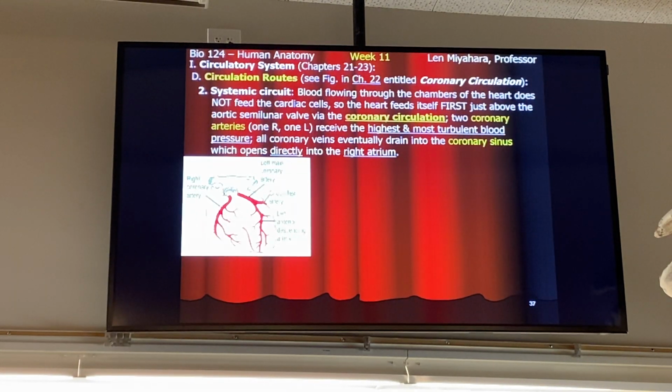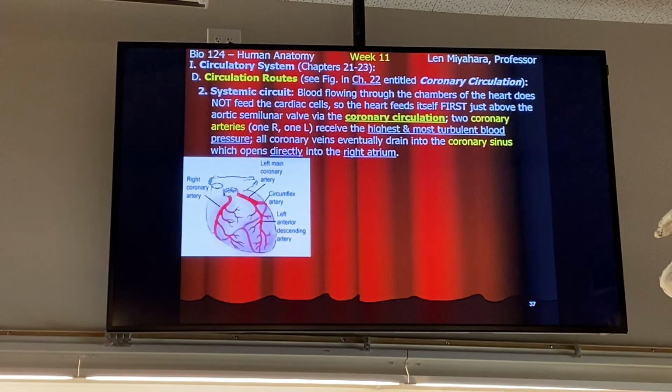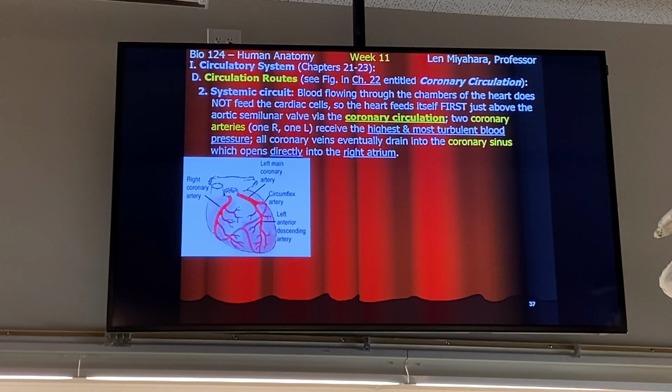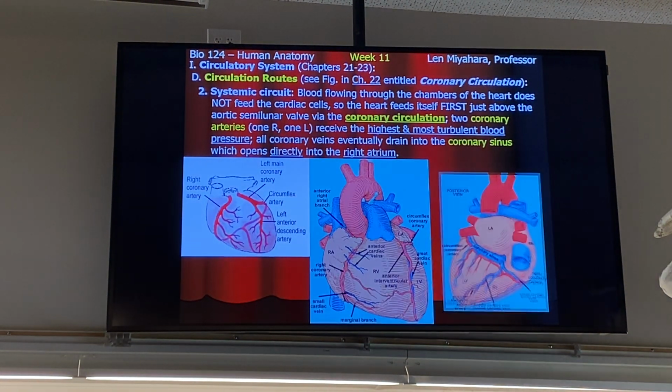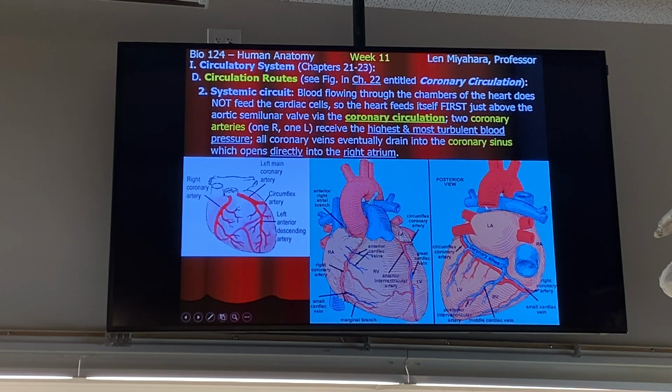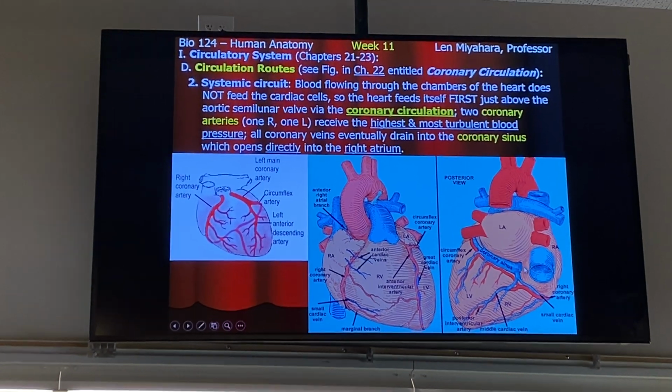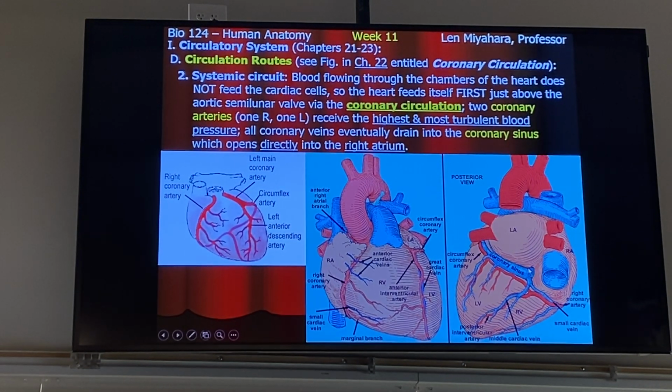So the coronary arteries are not counted as ways out because they come out of the ascending aorta. So the ascending aorta is the only way out into the systemic circuit. But all these capillaries, then venules and veins will all collect in the coronary sinus. So here's the 3 right here. 1, 2, 3. Everybody got it?